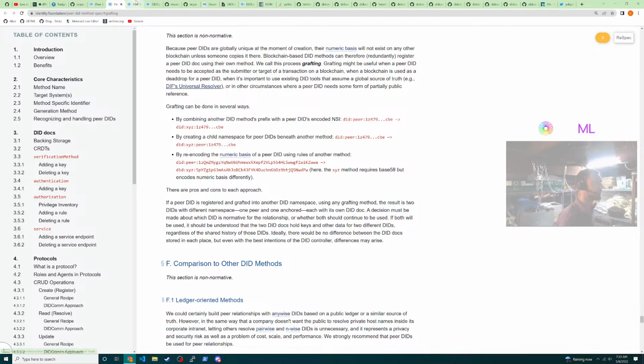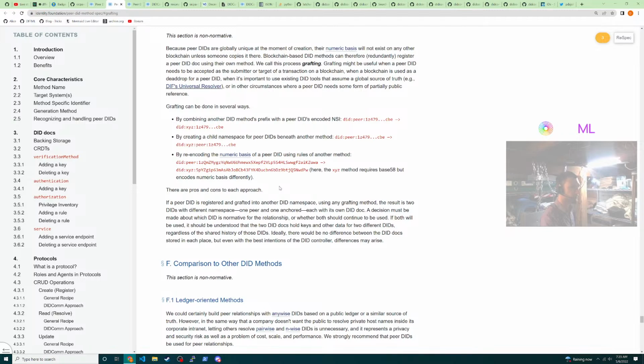So let's check out the numeric basis of the peer DID using rules of another method. Here, the XYZ method encodes base64 but encodes the numeric basis differently. There are pros and cons to each approach. If a peer DID is registered and grafted into another DID namespace using any grafting method, the result is two DIDs with different namespaces, one peer and one anchored, each with its own DID doc.